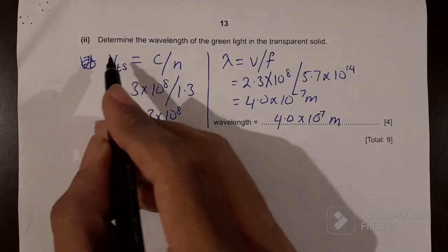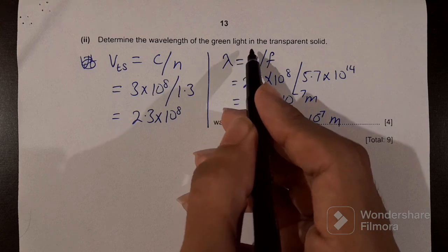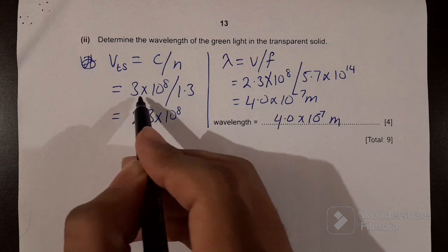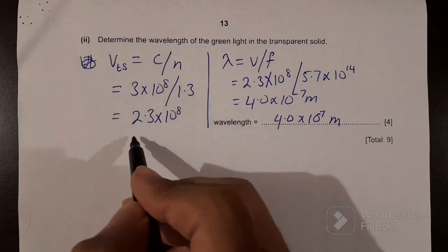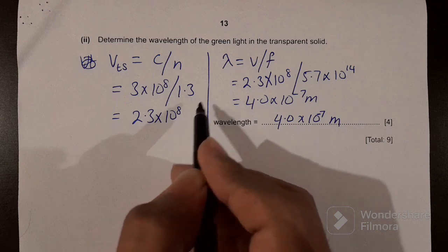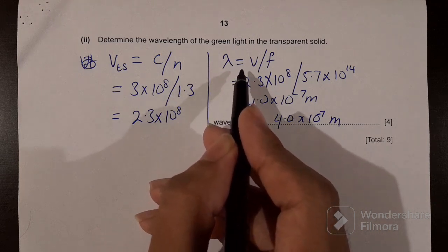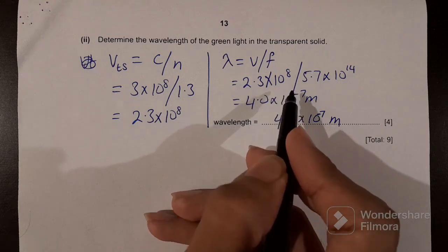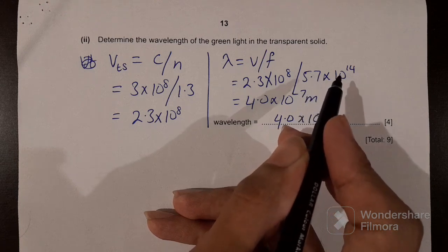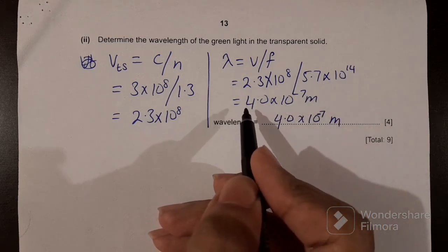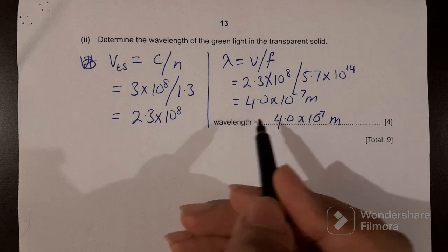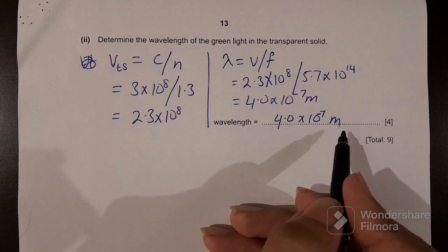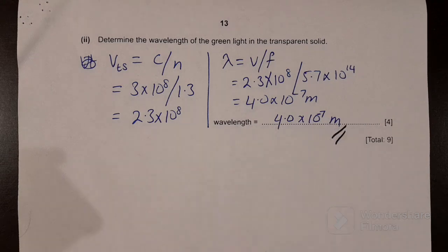Part 2 states determine the wavelength of the green light in the transparent solid. So v is equal to c divided by n. So 3 times 10 to the power of 8 divided by 1.3, that is 2.3 times 10 to the power of 8. Then wavelength is equal to v divided by frequency f. So 2.3 multiplied by 10 to the power of 8 divided by 5.7 multiplied by 10 to the power of 14. That will be 4 times 10 to the power of minus 7 meters. So the wavelength will be 4.0 multiplied by 10 to the power of minus 7 meters. So this will be the final answer.